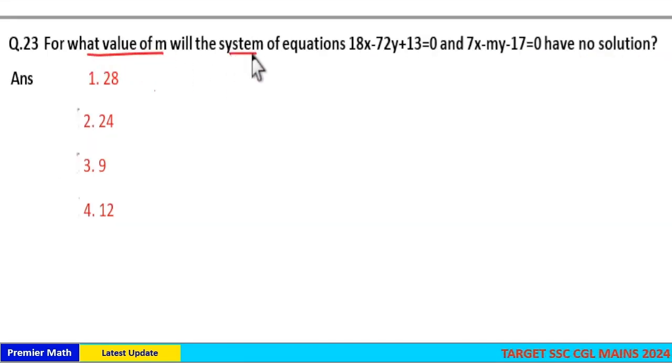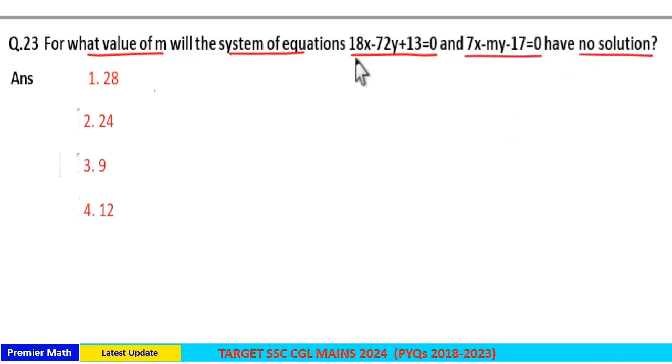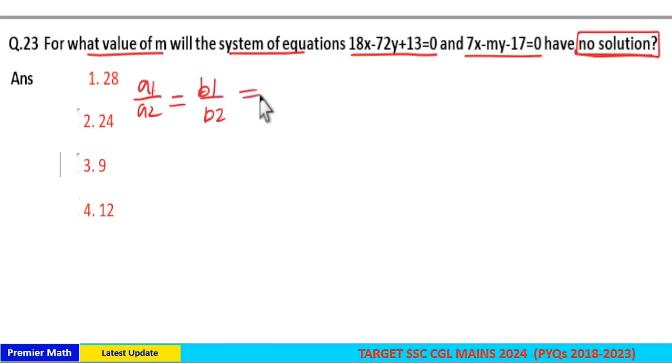For what value of m will the system of equations 18x minus 72y plus 13 equal to 0 and 7x minus my minus 17 equal to 0 have no solution? Here these two equations are in the form of ax plus by plus c equal to 0. So to have no solution, a1 by a2 should be equal to b1 by b2, that should not be equal to c1 by c2. So here a1 and a2 are coefficients of x, b1 and b2 are coefficients of y, and c1 and c2 are constants. So substitute the values.